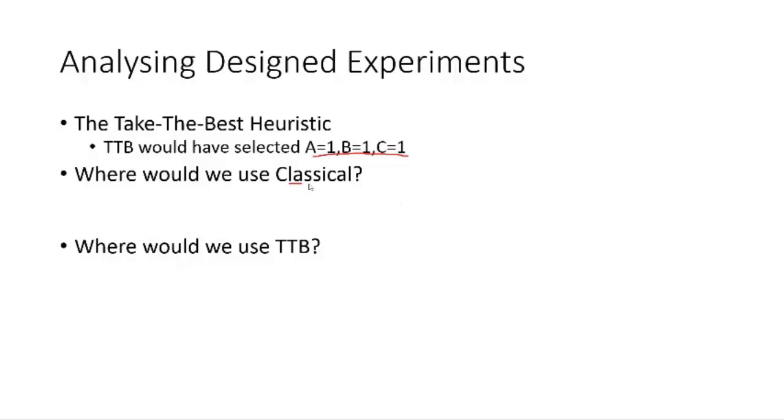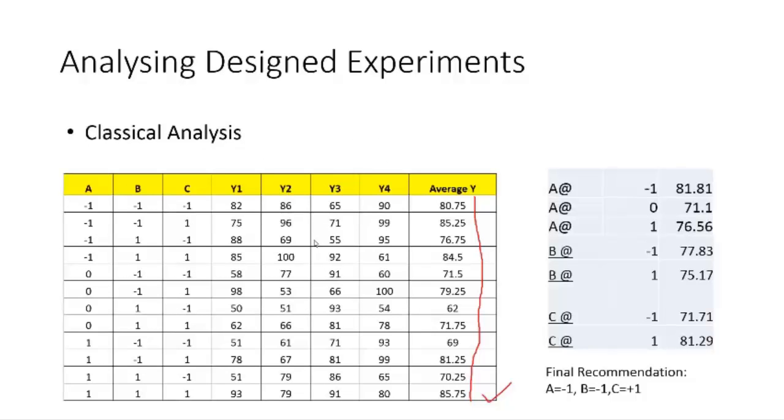So here are two fairly contrasting approaches, and the question you need to ask yourself is, where would you want to use classical analysis, and where would you want to use take the best? And to answer that question, we need to think about, if you were to take a one factor at a time approach, what are the two major difficulties with design of experiments? The two major difficulties are the following. One is that you could have some interactive effects between the input variables, which means the effect that an input variable will have on the output variable really depends on how some other input variable is set. Okay, so that's called an interactive effect.